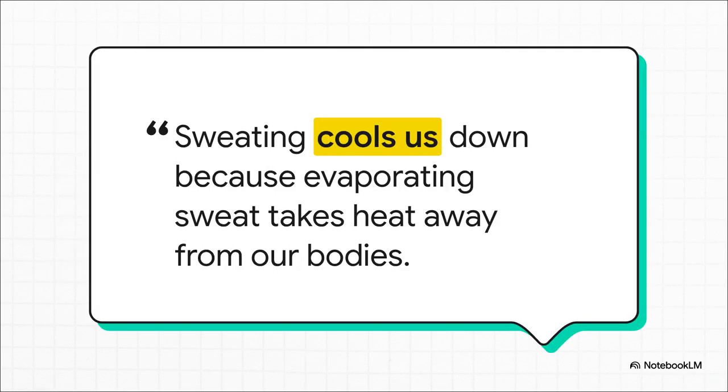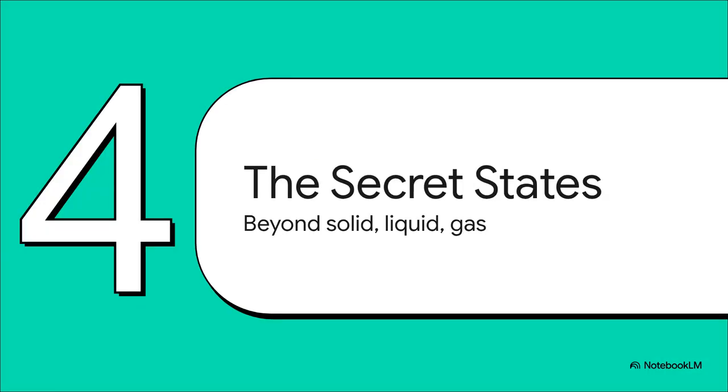And you know what? This simple idea explains something we've all felt. Why do we sweat? Well, as that sweat on your skin evaporates, it needs energy, that latent heat we just talked about, to turn into a gas. And where does it get that energy? It pulls heat directly from your body. It's basically your own personal built-in air conditioner. Pretty cool, huh?